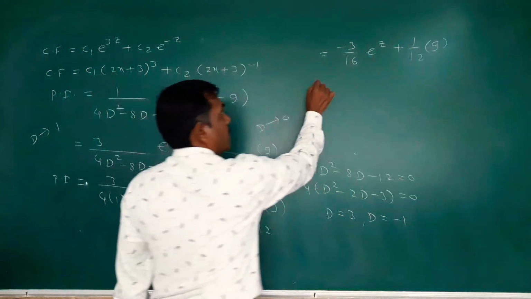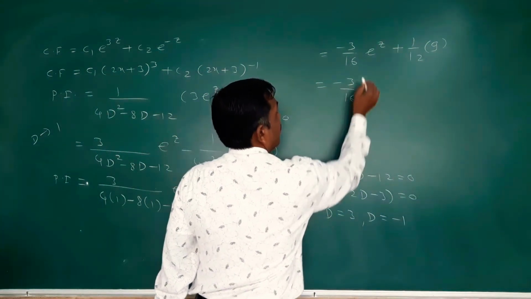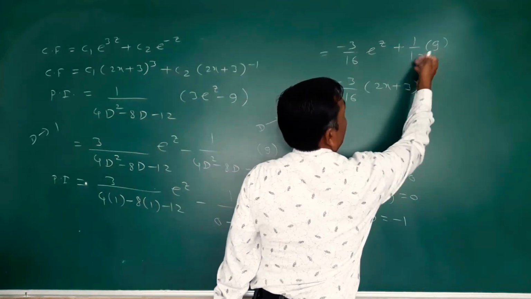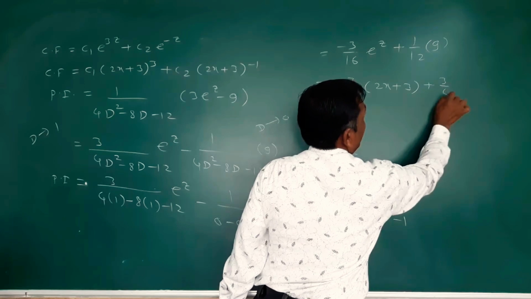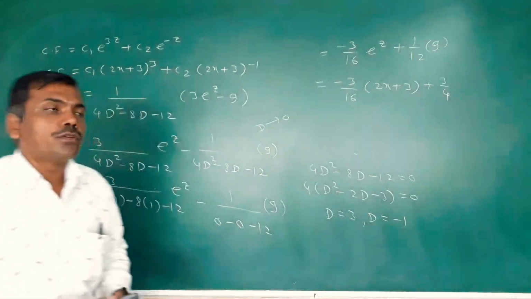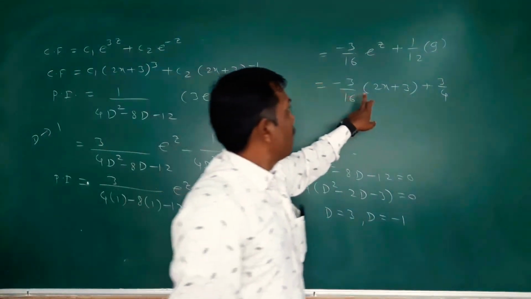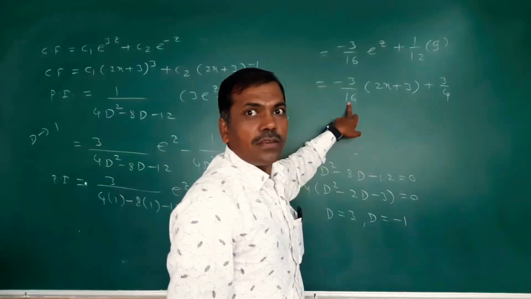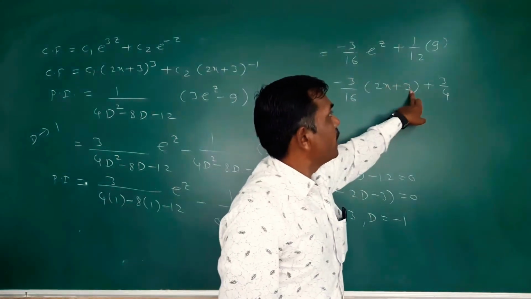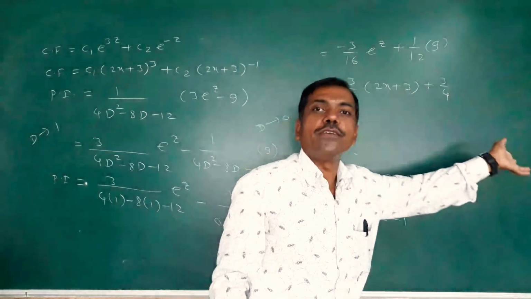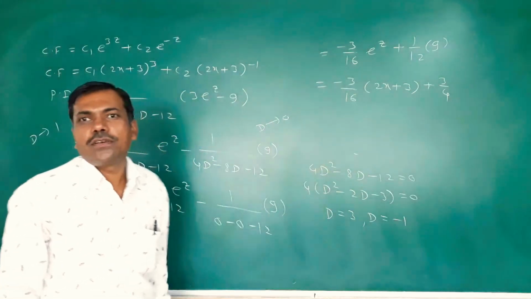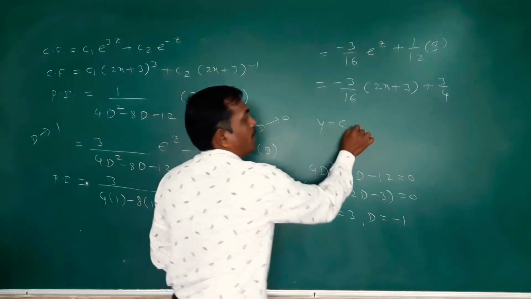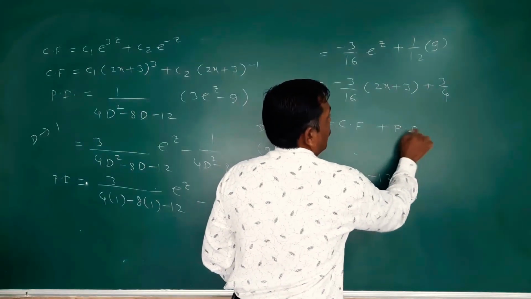Now here minus 3 upon 16 e raised to z means your 2x plus 3. And here 9 upon 12 means it is 3 by 4. If you want, you can simplify further, because here 2x upon 16 is there and 3 is there. You can multiply inside, minus 9 by 16, and do the calculation. But no need, up to this you will get your answer. Write down y, C.F. plus P.I. Complete your answer.